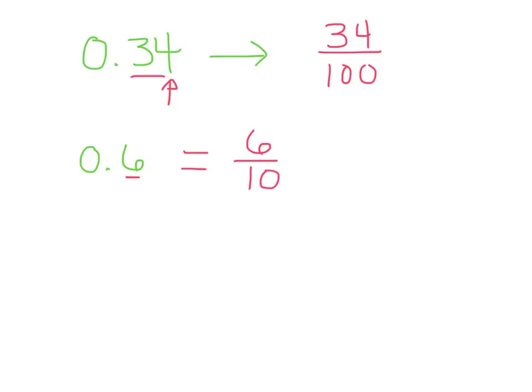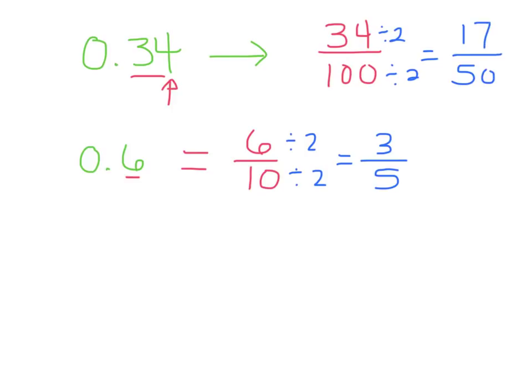Now I should try to always simplify it. So I could divide by 2, and I get 3/5. You should always try to simplify. Same thing up here, I could divide by 2, and I get 17 over 50. So just always make sure you simplify.